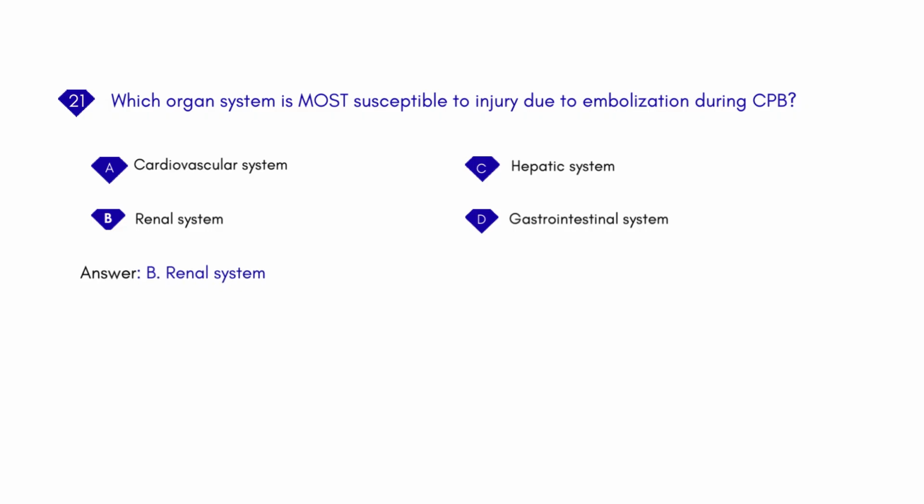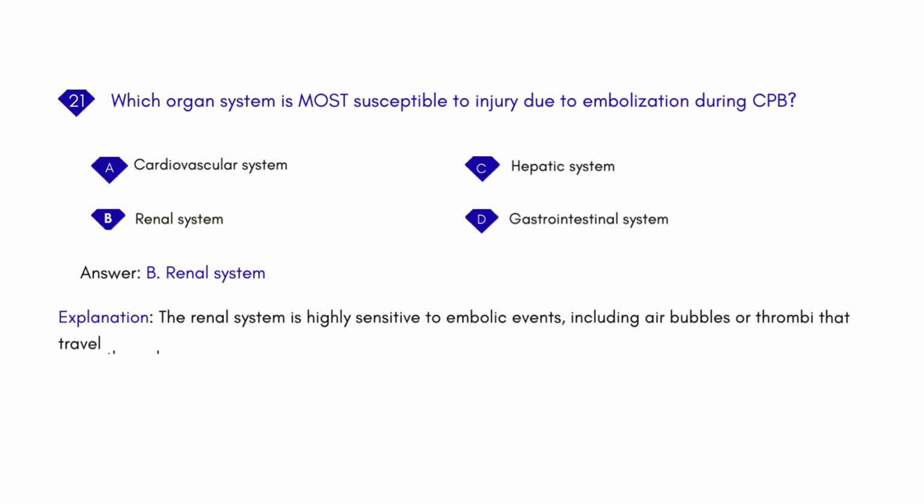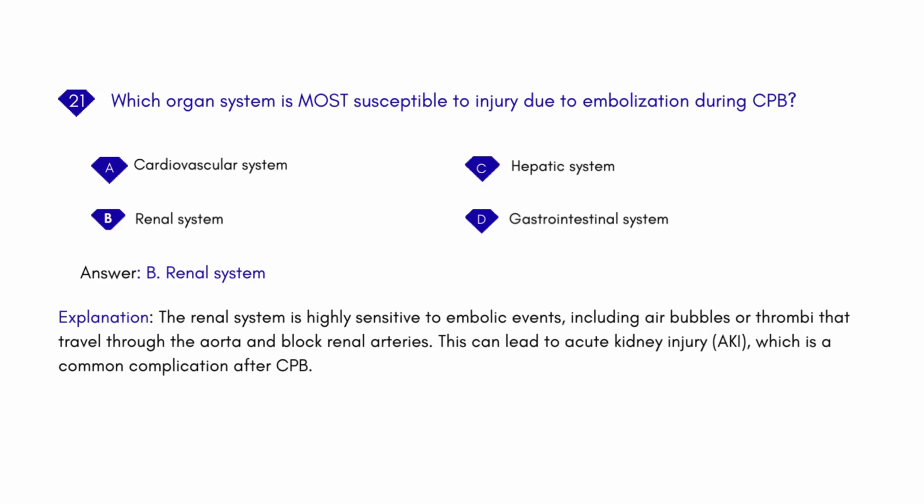Answer: B. Renal system. Explanation: the renal system is highly sensitive to embolic events, including air bubbles or thrombi that travel through the aorta and block renal arteries. This can lead to acute kidney injury, AKI, which is a common complication after CPB.